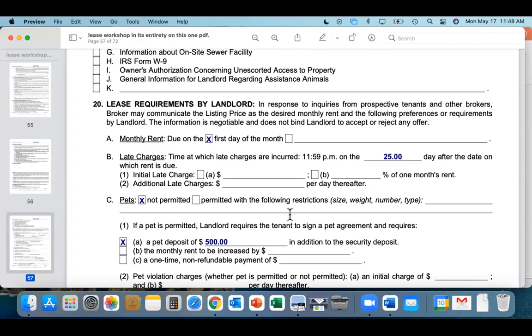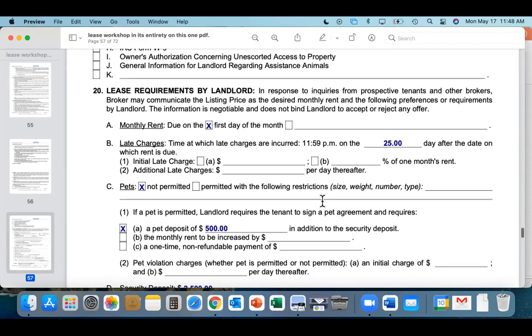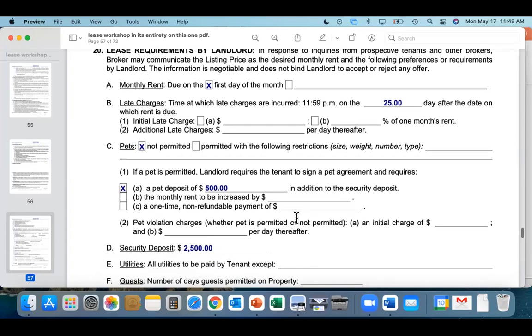Paragraph 20 is the lease requirements by the landlord. This is really helpful for him to fill out, and for you guys to fill out, because this helps you create the lease. This tells us when he wants the monthly rent due, on what day of the month, and what he wants to charge on those charges that we put into the lease. This is where we get all that information from. And we can relay this to the tenant's agent so that they can fill out the lease. Anybody can fill out the lease, you or the agent representing the tenant. But this is where all that information comes from.